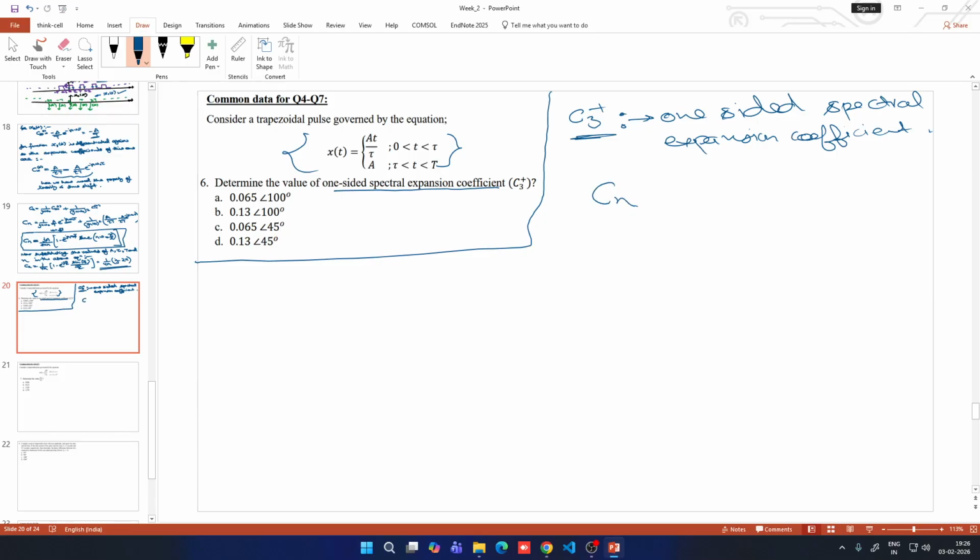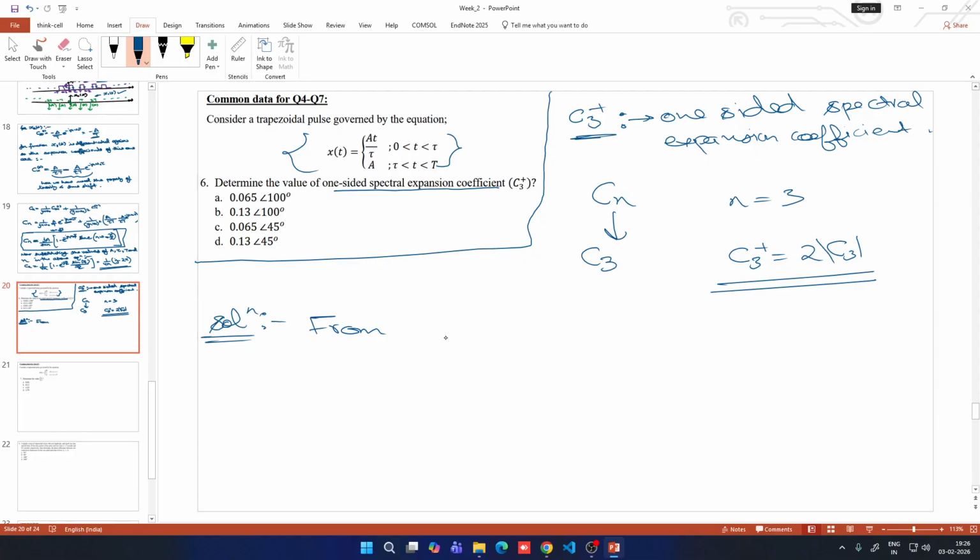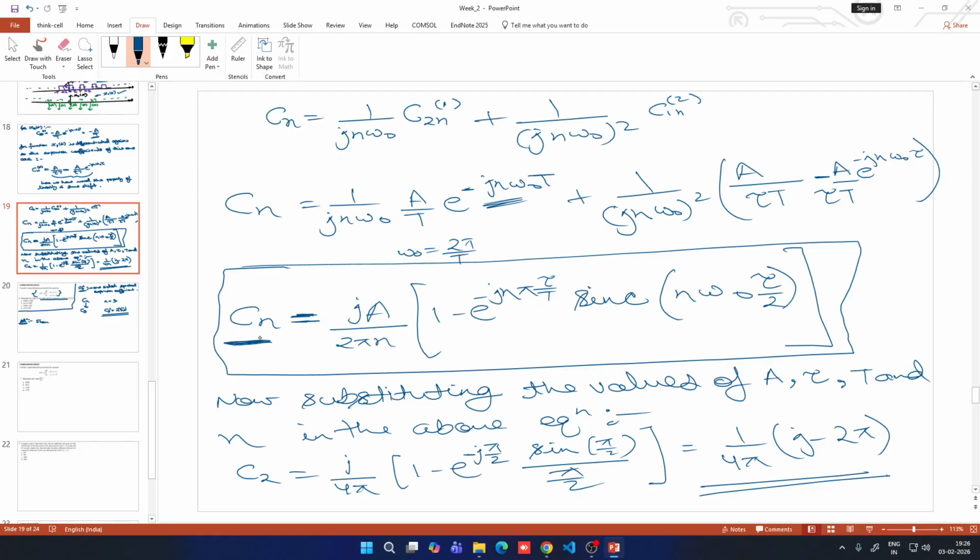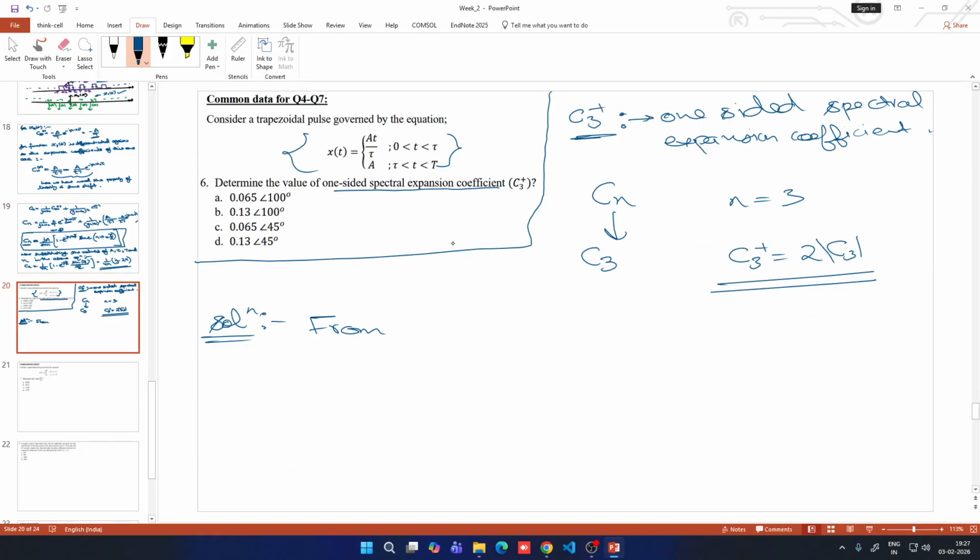So whenever the problem asks for a one-sided spectral coefficient, we first have to find Cn. Since it is asking for the third harmonic, n is 3, so we find C3, and then C3 plus is nothing but 2 times C3. I hope this is clear. Now we'll solve this problem. From the previous question itself, we will directly write the value for Cn, because we know the formula for this x of t.